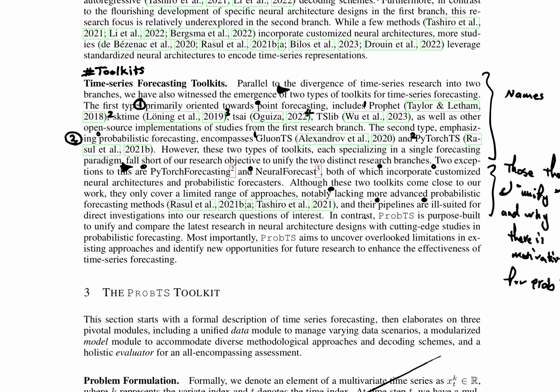In terms of toolkits that are currently available, one group is focused primarily on point forecasting, such as Prophet, sktime, TSAI from FastAI, TSLib, and so on. For probabilistic forecasting, there is GluonTS, PyTorch-TS, and so on. As for unifying these two objectives in these two domains, PyTorch Forecasting and NeuralForecast are two packages that try to do that, but they have a limited range of approaches apparently. All in all, ProbTS is here to solve this gap in the research.